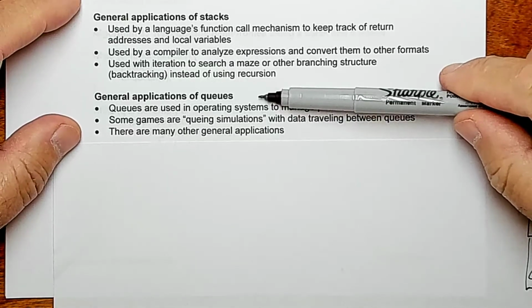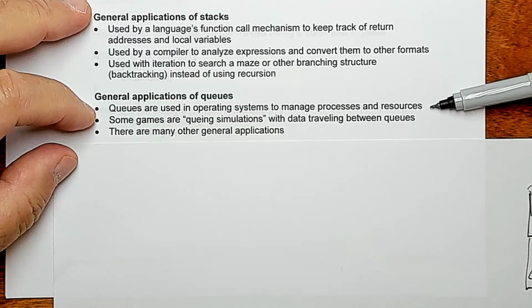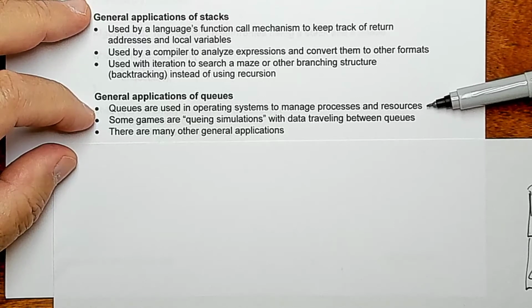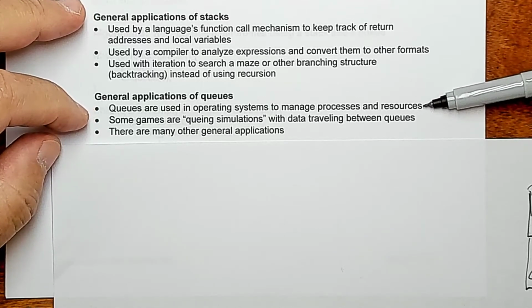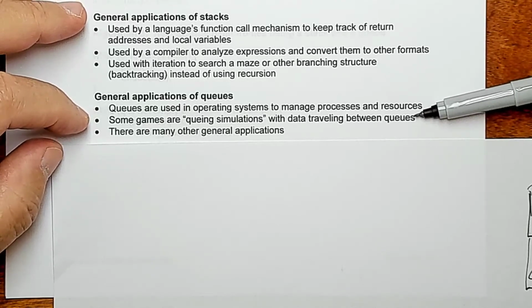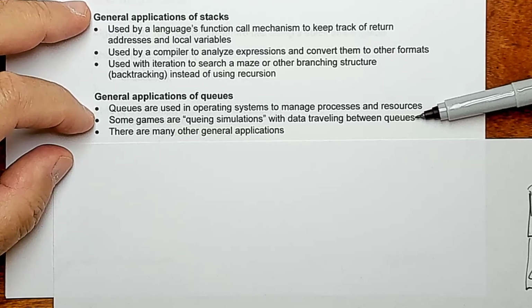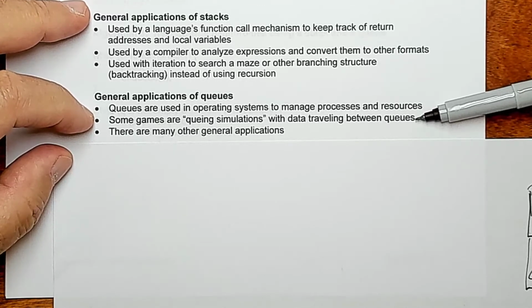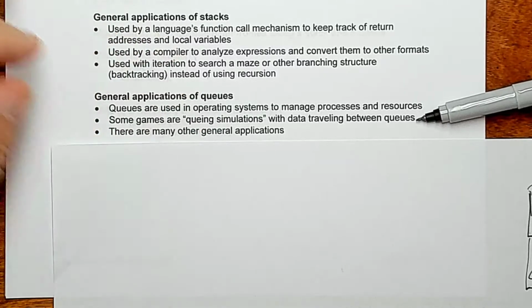All right, for queues, some examples of using queues: they're used in the operating system to manage processes and resources, and what happens in the operating system is similar to what happens in lots of programs, including games. Many games are queuing simulations, where you have a bunch of data in queues, and the data moves back and forth.